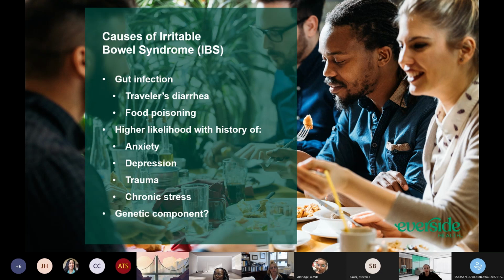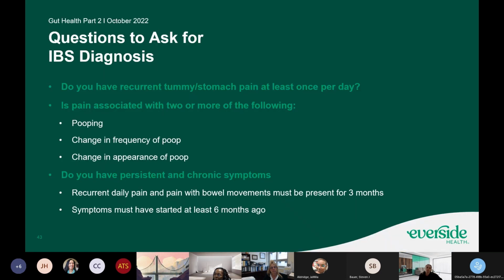It's not a lifetime kind of condition. A lot of times it can be, but it is a longer term condition. You're more likely to have IBS with a history of anxiety, depression, trauma, chronic stress. There might be a genetic component. Not entirely sure with that, but different questions to ask yourself if you have IBS.